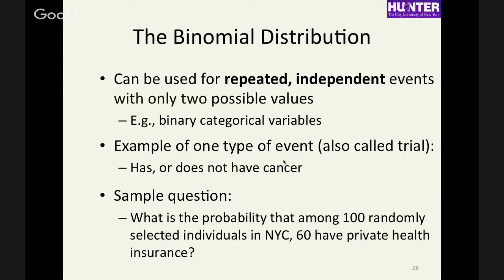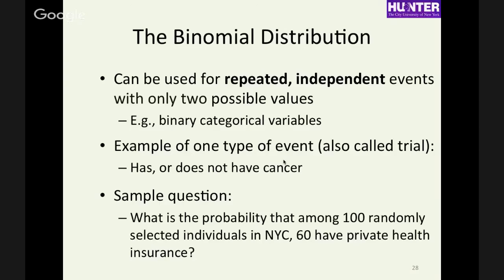So one event would be, say, does or does not have cancer, or heads or tails. We call that a trial. An example being here, what is the probability? So this is an example of something that you could describe using the binomial distribution. What is the probability that among 100 randomly selected individuals in New York City, 60 of them have private health insurance? So it could be, what's the probability that exactly 60 of them have private health insurance, or the probability that 60 or more of them, or 60 or fewer of them have private health insurance?